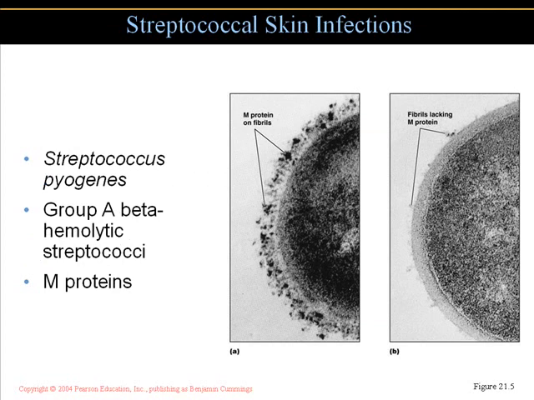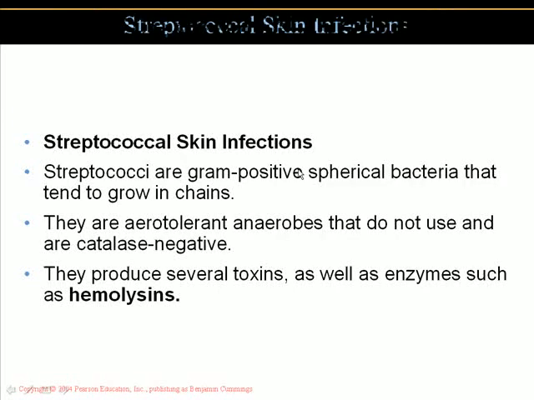Streptococcal infections have similar presentations on the body. They can also attack the integumentary system as well. Group A beta hemolytic strep are a common causative agent of strep infections on the integumentary system. They have M proteins which bind to the outer surface of the cells, and we'll talk about M proteins in a bit more detail. Streptococcal skin infections.